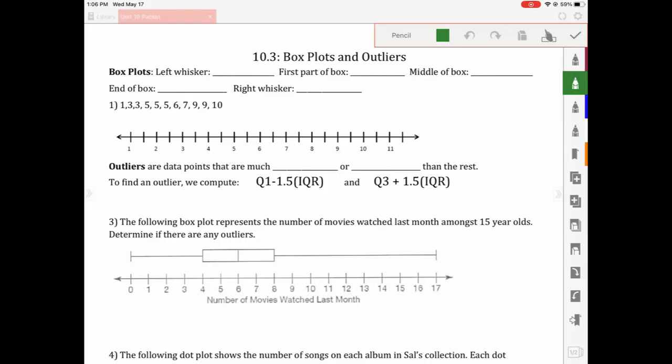So the next thing we're going to talk about is box plots and outliers. For a box plot, we're going to use our calculator and find the different parts of our box. The left whisker is going to be our minimum. The first part of the box is going to be Q1. The middle of our box is going to be our median. The end of our box is going to be Q3. And our right whisker is going to be our max.